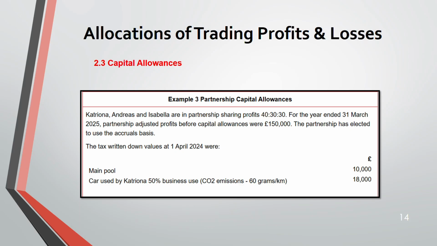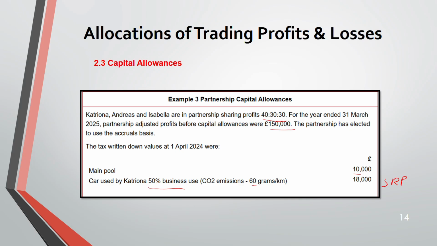We'll do example 3. There are 3 partners sharing profit in the ratio 40-30-30. Before capital allowances, their profit is 150,000. So you have one profit and you have to deduct one capital allowance. You have been given the tax written down value of the main pool, 10,000, and a car with 50% business use. The CO2 emission is 60. The reason they have given you this CO2 emission is to show that this is a special rate pool item. If you're not understanding what the main pool and special rate pool are, please go back to my lecture 7 and watch my capital allowance video.